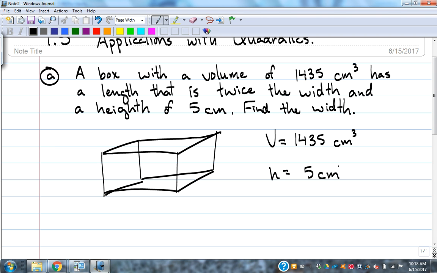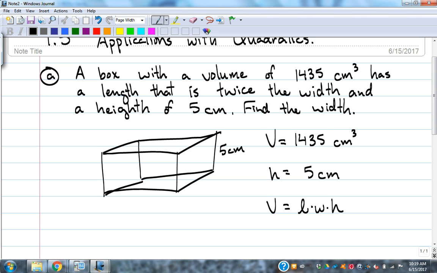If you remember from geometry or whatever algebra class you might have done a problem like this in, the formula for volume is length times width times height. Okay, length times width times height. It's the volume of a box. Okay, so I'm going to write in some of the things that we know. We know that the height is 5 centimeters.